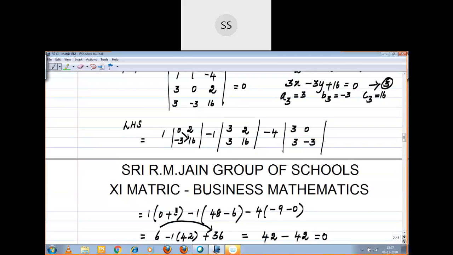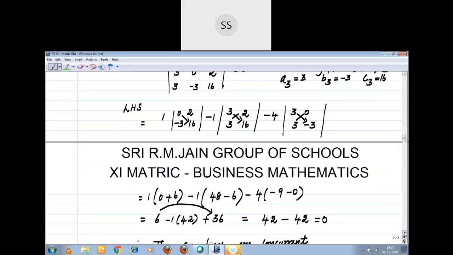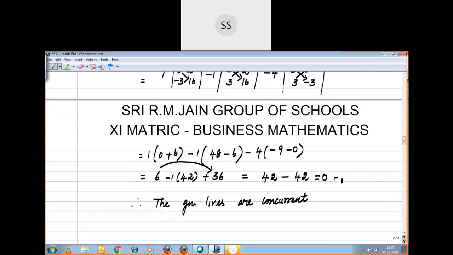Then you know, product of main diagonal minus product of sub-diagonal. 0 into 16 minus of minus plus. Here also 3 into 16 minus 3 into 2. 3 into minus 3 into 0. Then finally I arrive 6 minus 42 plus 36, which is equal to 42 minus 42, which is equal to 0. You prove that it is equal to 0. Therefore, the given lines are concurrent. Right? It is equal to RHS. Got it, children? You have to write the formula every day, then only it will be registered in your mind, right?